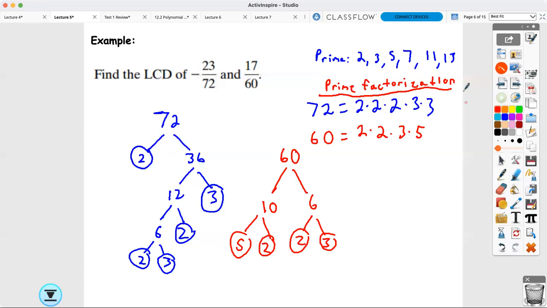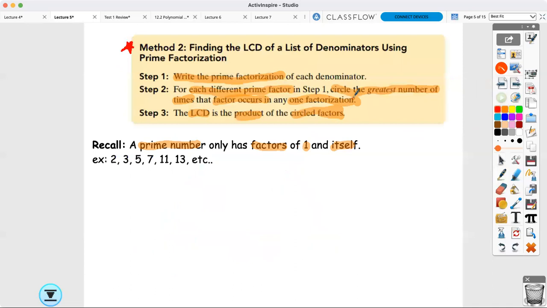So this is step 1 from method 2. Any questions on step 1? All right, now let's go back and look at step 2. Step 2 says for each different prime factor, every different number that we have in those factorizations, we're going to circle the greatest number of times it occurs. So if two numbers have 3s, we're going to circle the one that has the most 3s in one factorization, and it's going to be for each different one.